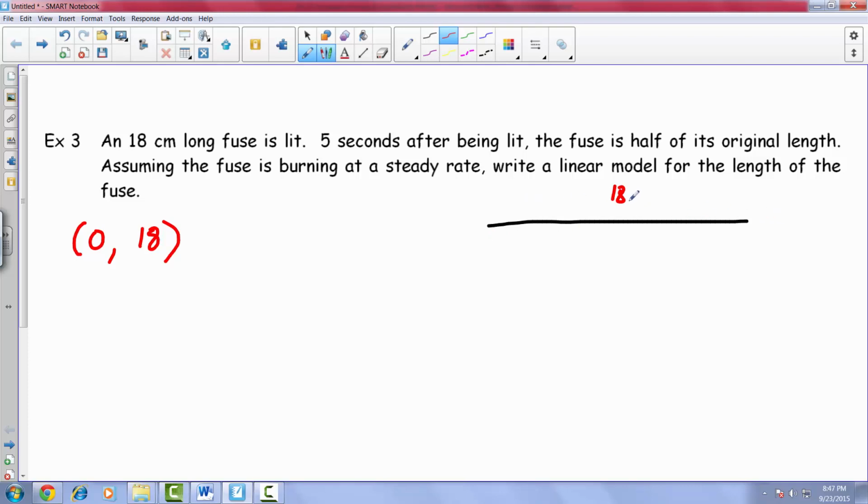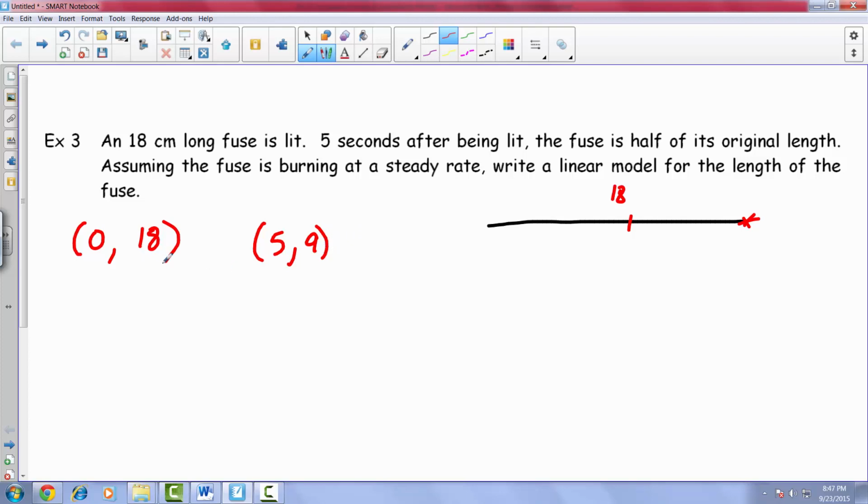Now, 5 seconds after the fuse is being lit, it is basically half of that original length. So at 5 seconds, we are half of this fuse. Well, before it was 18, so half of 18 comes out to be 9. The length of the fuse at 5 seconds is only 9.